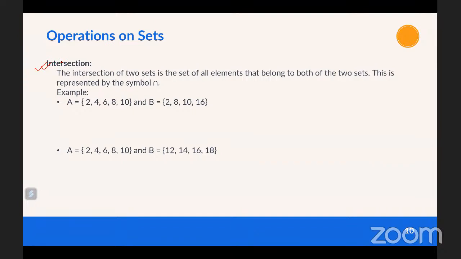This is the second operation which we are going to see. It is known as the intersection operation. What the intersection operation does is, the intersection of two sets is the set of all the elements that belong to both the sets. Suppose we have two sets A and B. We will write this intersection as an inverted U. So this is an intersection operator. The intersection of two sets gives a set which contains the elements which belong to both the sets. The element which we will get here must belong to both set A and set B.